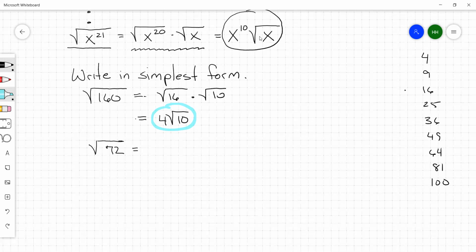Square root of 72, again, you start dividing by the perfect squares. 72 divided by 4. 4 goes 18 times. 72 divided by 9. 9 goes 8 times. Hopefully you recognize from this list, maybe this 36. You're looking for the largest perfect square that goes into 72 evenly. That's going to be 36. So this gives us the square root of 36 times the square root of 2. And in simplest form, it becomes 6 times the square root of 2. There's your simplest form for the square root of 72.